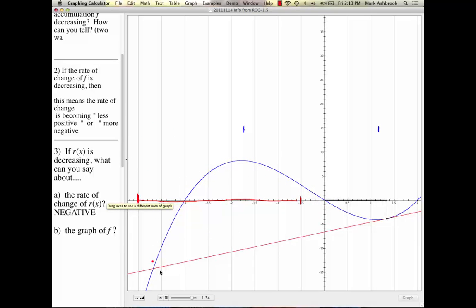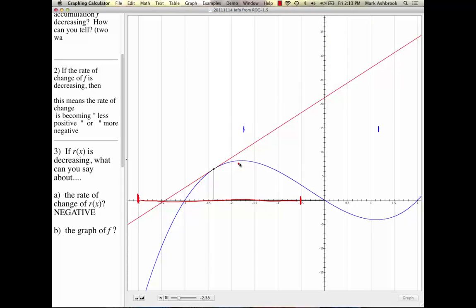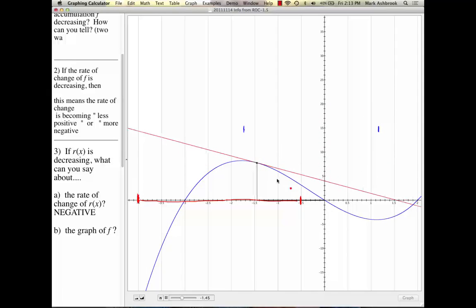It's either getting less positive. Watch the line. The rate's getting less positive. And after it goes to the top, the rate is still decreasing because the rate is getting more negative, till about where I've put the mark. And now the rate starts getting less negative. So now the rate's increasing. And here the rate is increasing.